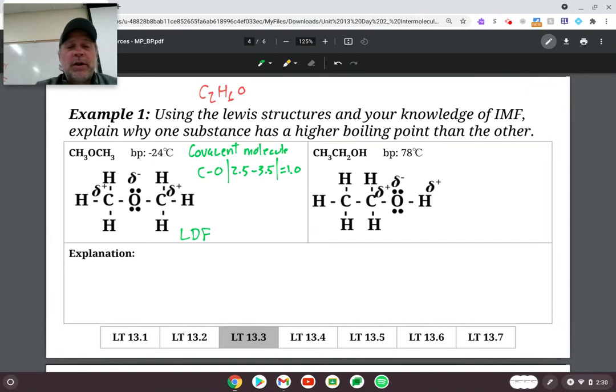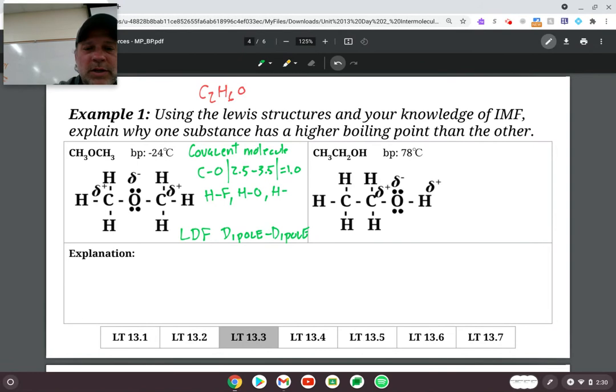That little bit of polarity tells me that there is some unequal distribution of electrons. But because the molecule itself is pretty symmetrical, it's pretty much a nonpolar molecule, so I would say there's a small amount of dipole-dipole. Lastly, I want to look at whether there are any HF, HO, or HN bonds present, and there definitely are not. So that tells me that there's no hydrogen bonding.